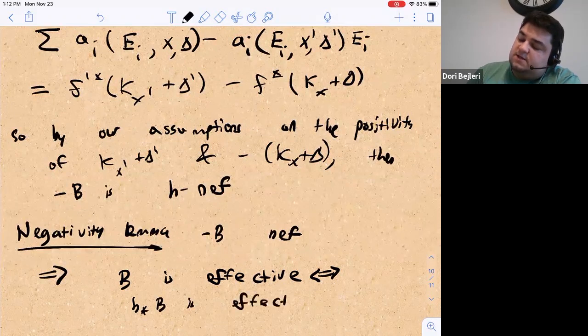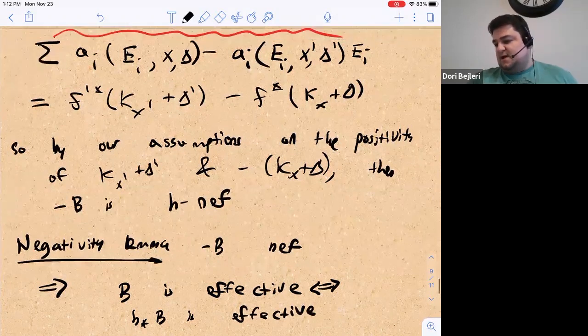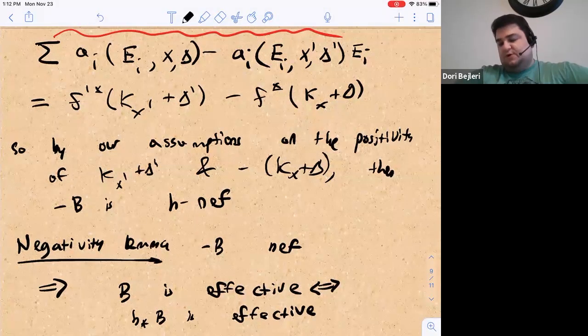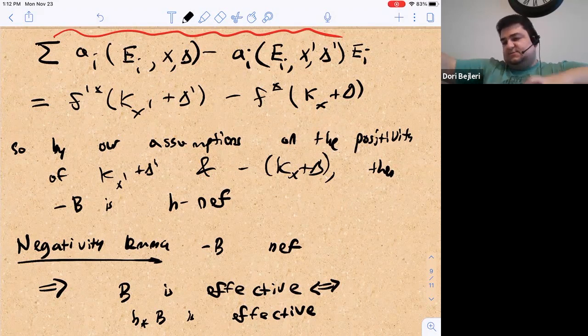So it's a slightly more general statement, but in the case we care about, the push forward is actually just 0 because we're subtracting. When we push down to Z, K_X plus delta and K_X prime plus delta prime are the same. So the push forward is actually 0. So because minus B is Nef, then B has to be effective. That's what the negativity lemma is saying.